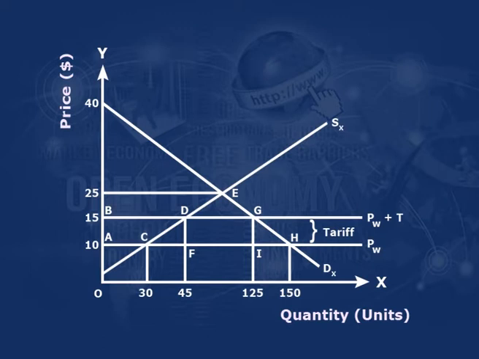Now, at the international price of $10, the domestic consumption is 150x, that is AH. At this price, domestic production is 30x, that is AC. The remainder of 120x, that is CH, is imported.